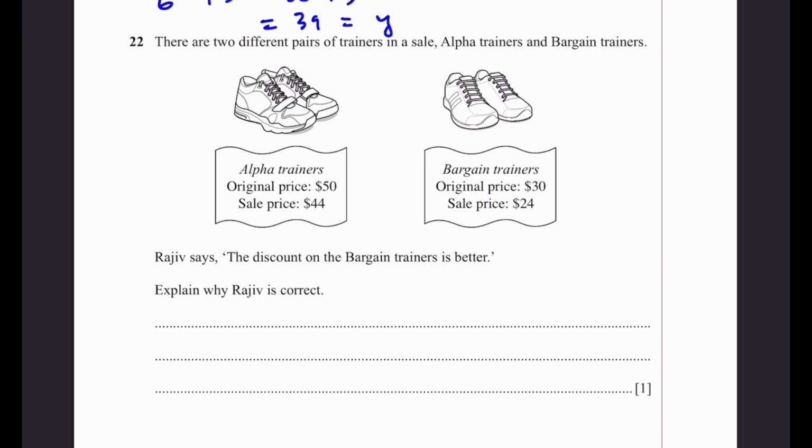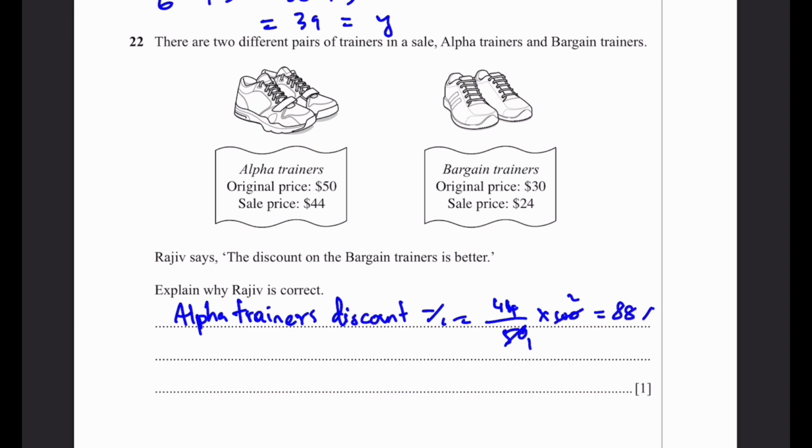This is because we need to use the percentage, not the number. Remember, the totals are different. The normal value is different for both of them. One is 30, the other is 50. So Alpha trainers discount percent, that's equal to 44 by 50 into 100. And now we can cancel out. It's equal to 88%, which means 12% discount.